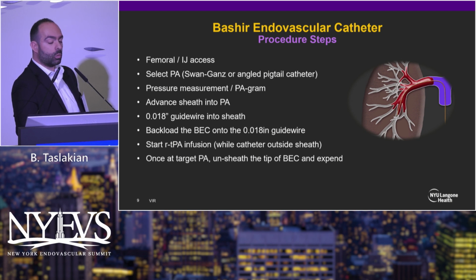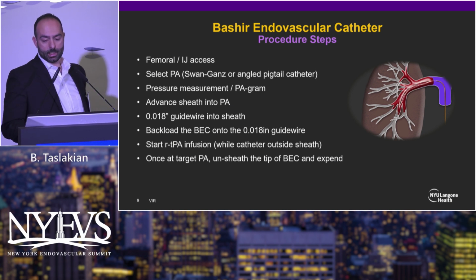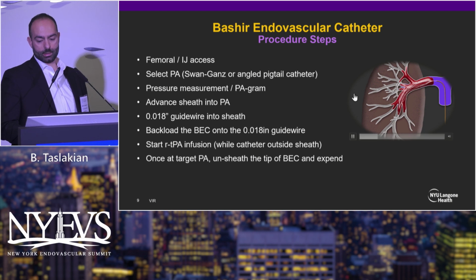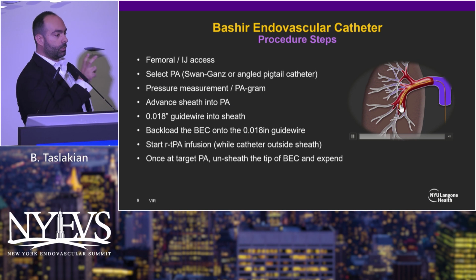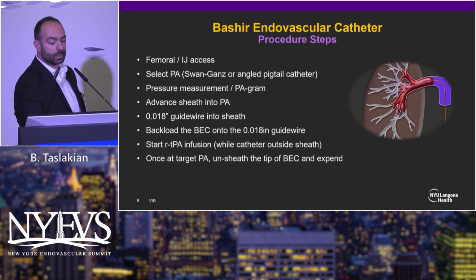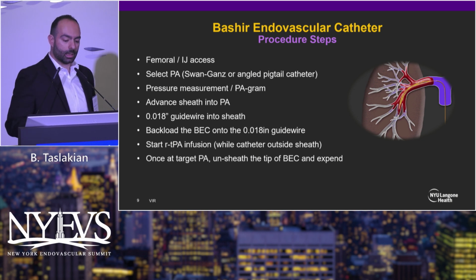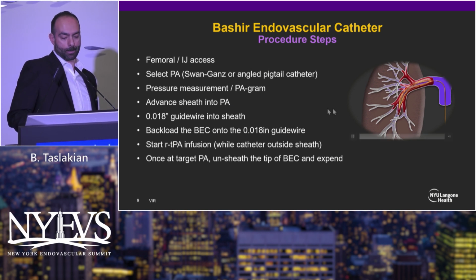over an 035 wire. Then you replace it with an 018 wire because the device itself goes only on an 018 wire all the way to the end. So basically in this picture, you can see that if you're thinking about infusing along this thrombus, you have to advance the sheath almost all the way to the end of your target pulmonary artery and then place the device, then unsheath it before expanding it or expanding the basket.